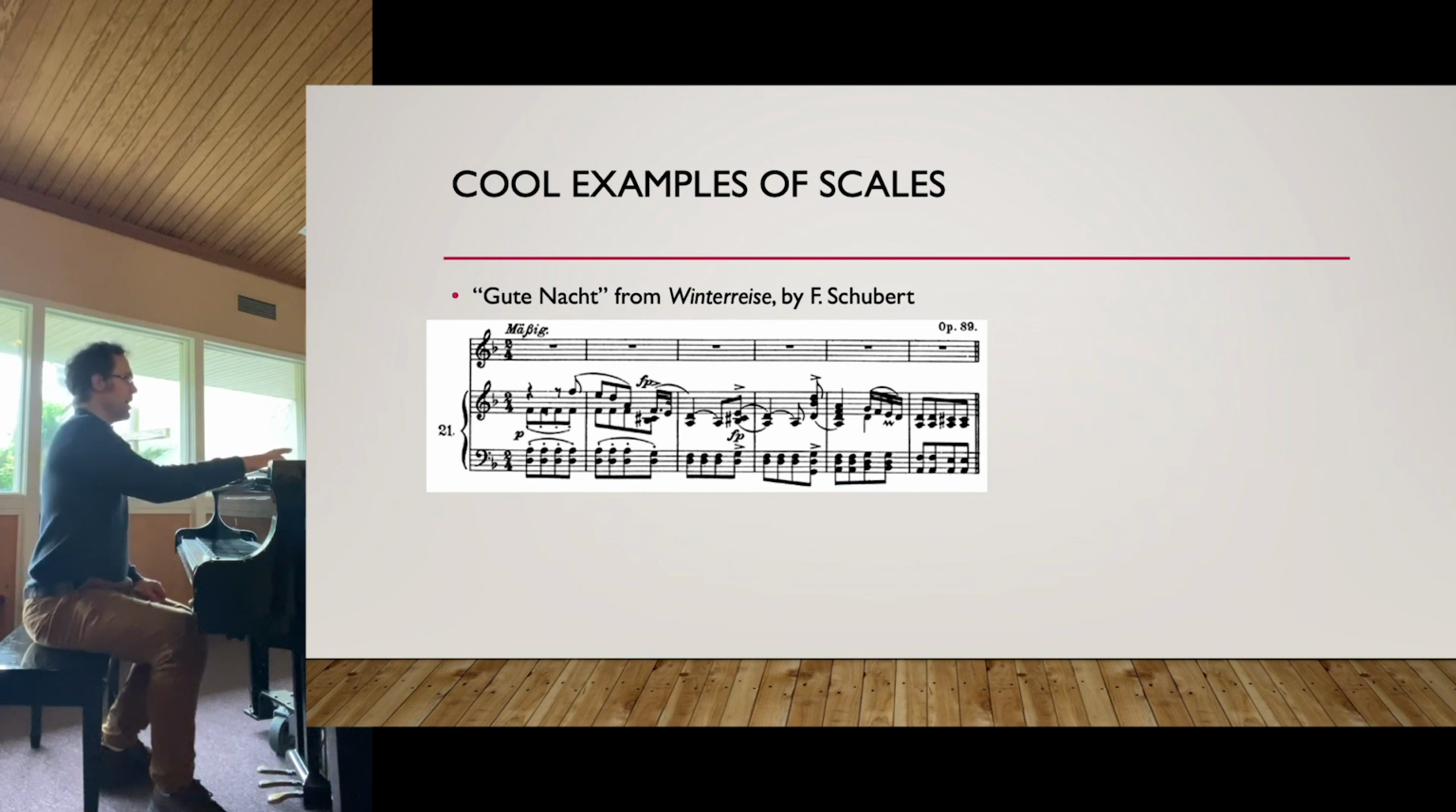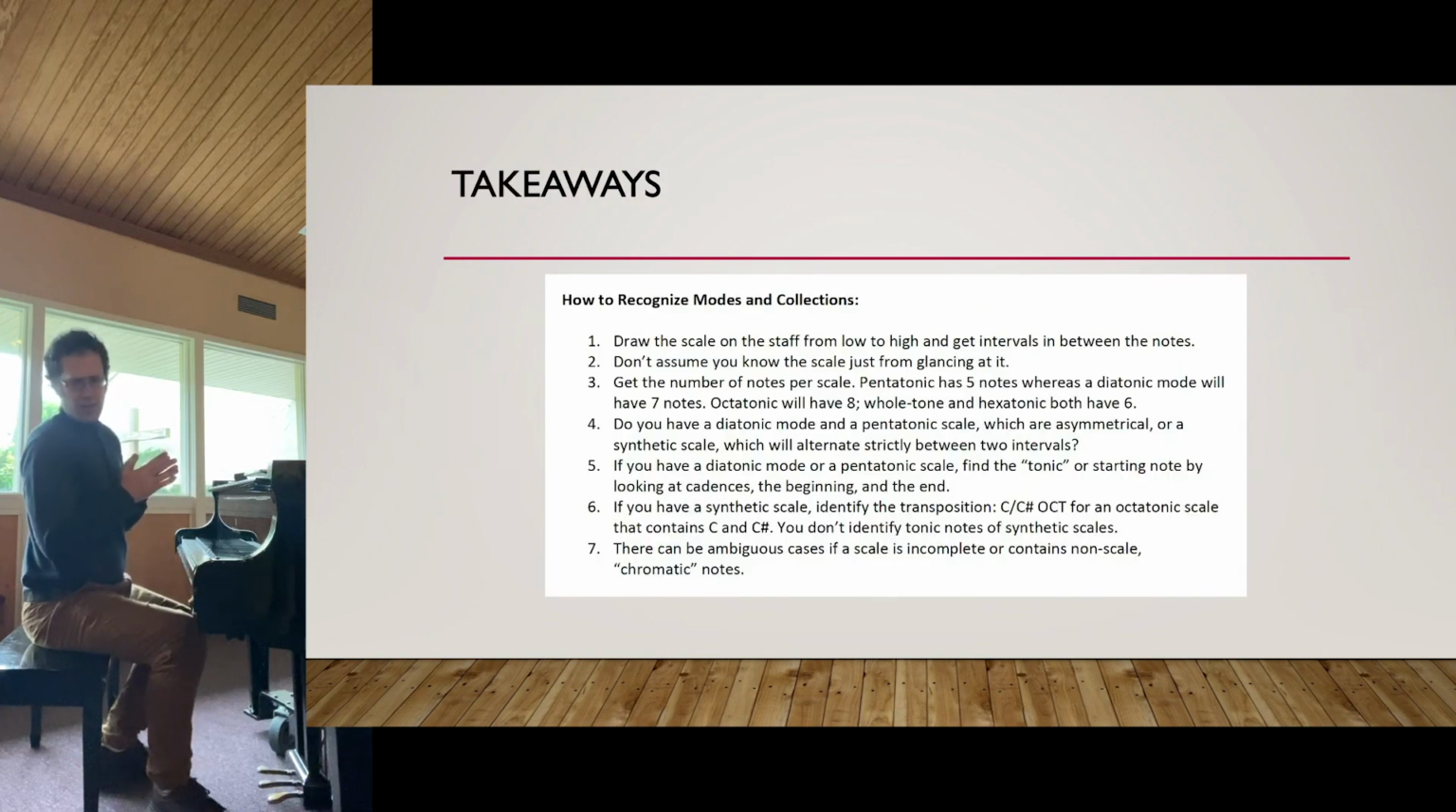Okay, at this point, what are our takeaways on scales? Well, how do we recognize a mode or what you could call a collection, which could be a synthetic scale? So draw the scale on the staff from low to high and get the step intervals in between notes. Don't assume you know the scale just from glancing at it. Get the number of notes per scale. Pentatonic has 5 notes, whereas the diatonic mode will have 7. Octatonic will have 8, and whole tone and hexatonic will both have 6.